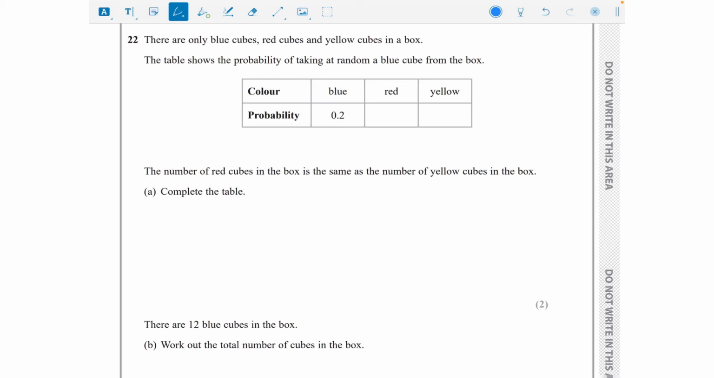Now we know that probability adds up to 1. So these are going to have to make 1. It says the number of red cubes in the box is the same as the number of yellow cubes. So we know that the probability of taking red and the probability of taking yellow would be the same. So whatever goes here and whatever goes here needs to be the same number. Now if I do 1 take away 0.2, I've got 0.8 left. So I need both of these boxes, red and yellow, to add together to make 0.8, and they need to be the same. So 0.8 divided by 2 is 0.4.